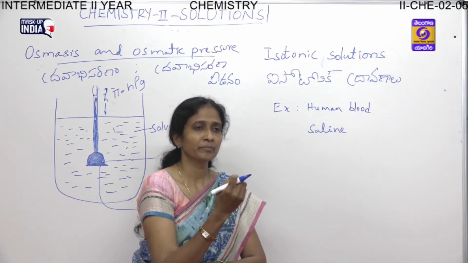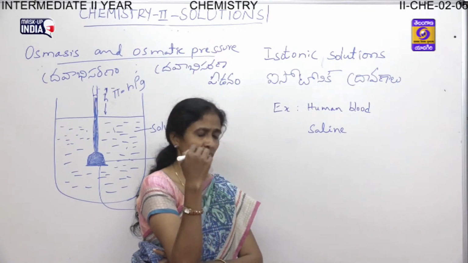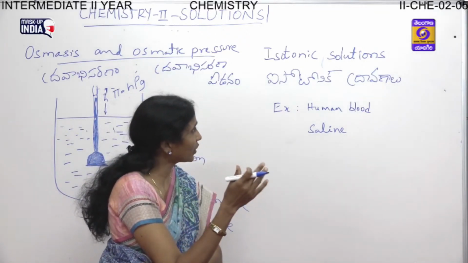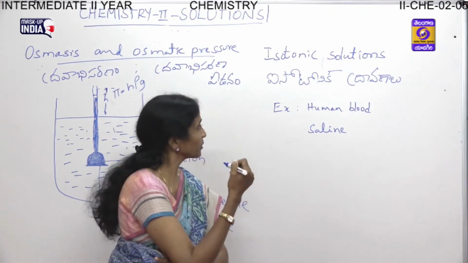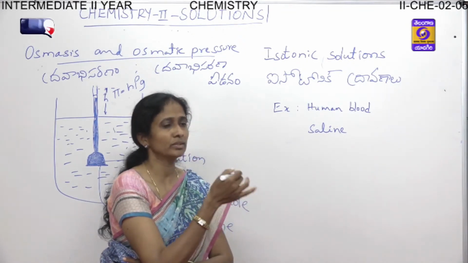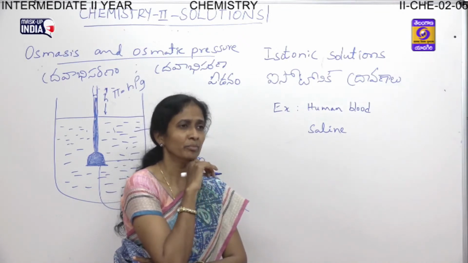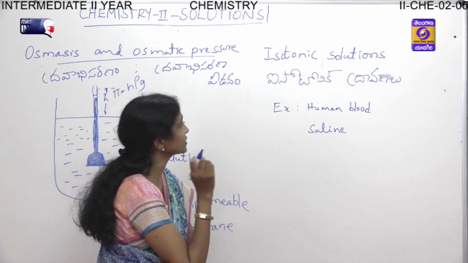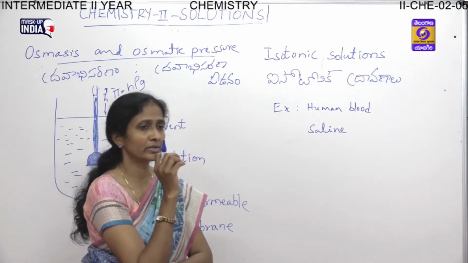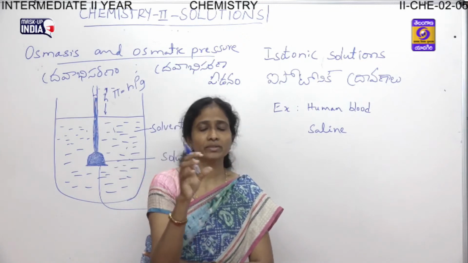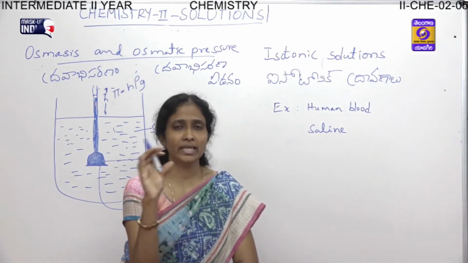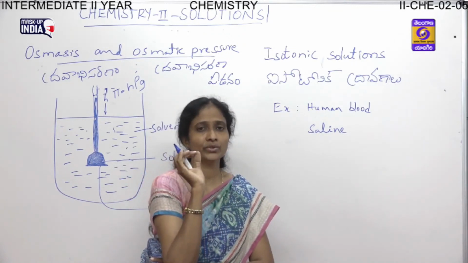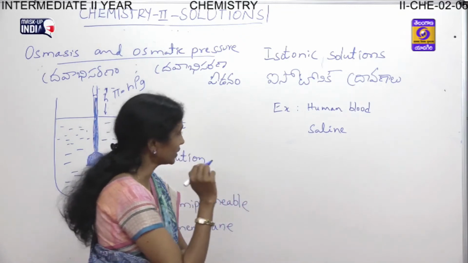So that is the reason that when patients are given saline, it automatically goes into the blood and mingles or travels with the blood. So what are isotonic solutions? If two solutions have the same osmotic pressure, they can be called isotonic solutions. And one more thing.